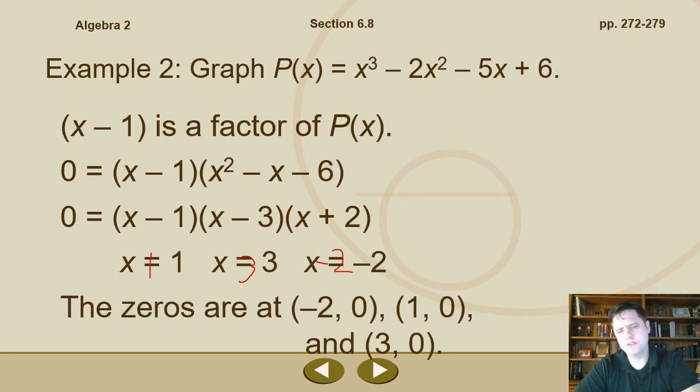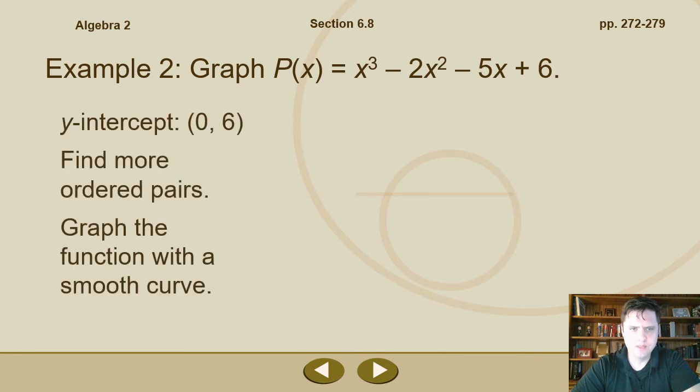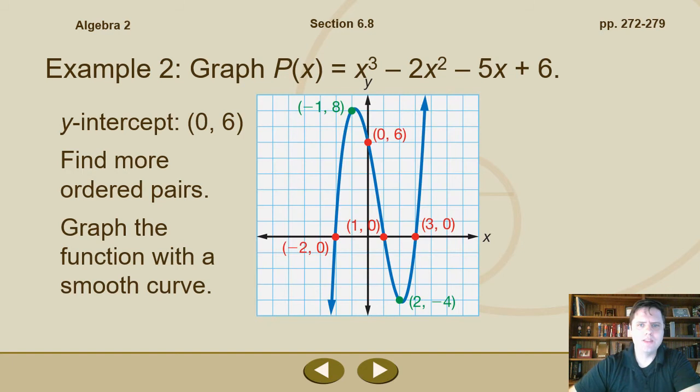So negative 2, 0; 1, 0; and 3, 0 are our zeros. We also can plug in 0 for x and get out a value of 6. So we know that's the y-intercept, 0, 6. We can also find some other ordered pairs and then graph this. Notice we find those zeros, and they become helpful in knowing where the graph is crossing. We know that it's 0, 6 for the y-intercept. So we know that it's making some sort of S shape going through here. And again, you can get more precise by plugging in some other values and then drawing a somewhat smooth curve. That's if we're doing it by hand.